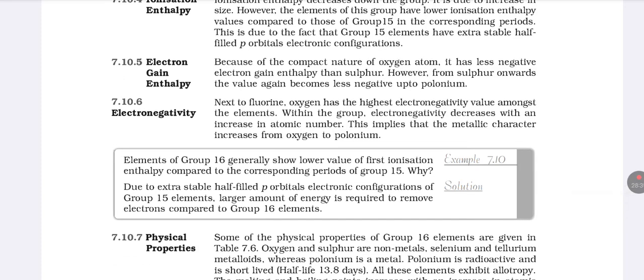Electron gain enthalpy: because of the compact nature of the oxygen atom, it has a less negative electron gain enthalpy than sulfur. However, from sulfur onwards the value again becomes less negative up to polonium. Electronegativity: next to fluorine, oxygen has the highest electronegativity value amongst the elements. Within the group, electronegativity decreases from oxygen to polonium.